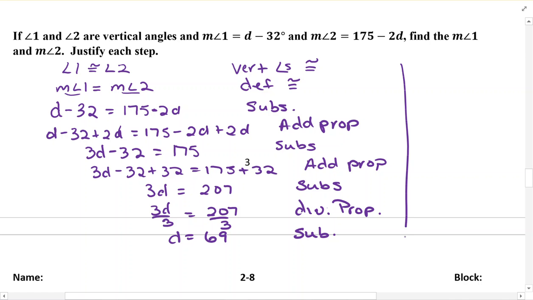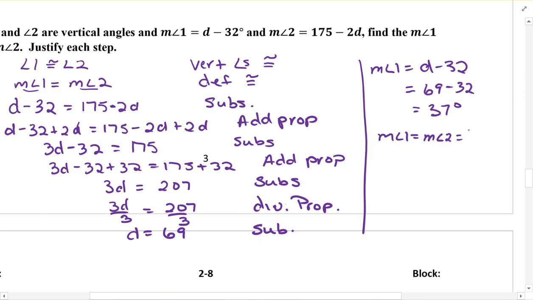Then our final step is substitution again, because we have that the measure of angle 1 equals d minus 32, which means that it is 69 minus 32, which gives us 37. So measure of angle 1 equals measure of angle 2, which equals 37 degrees. And that concludes our lesson 428.